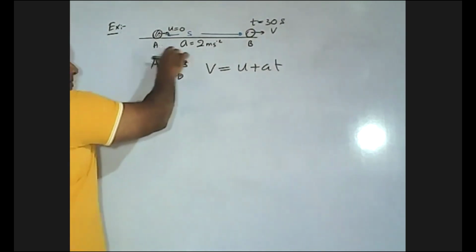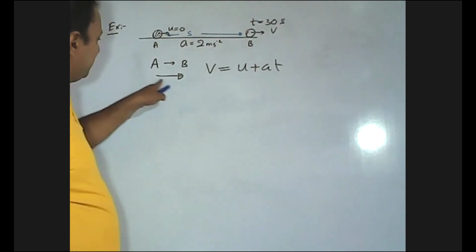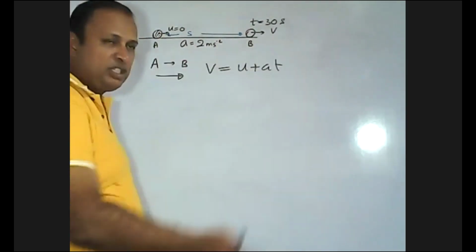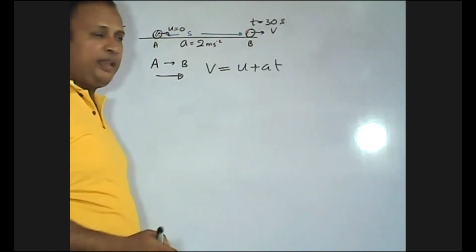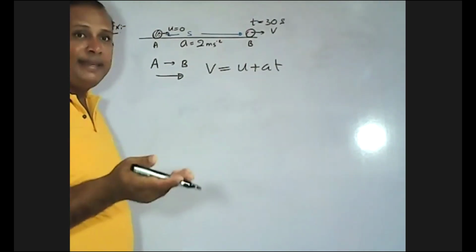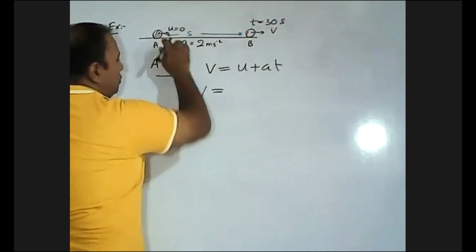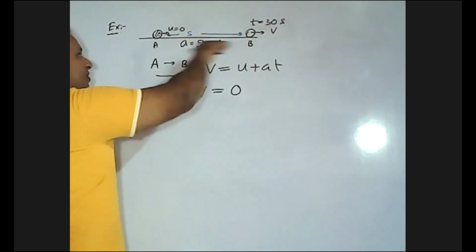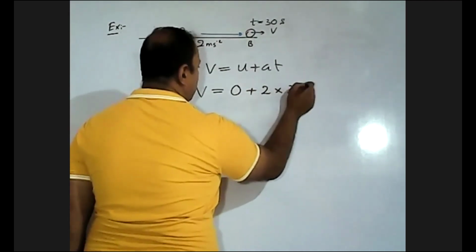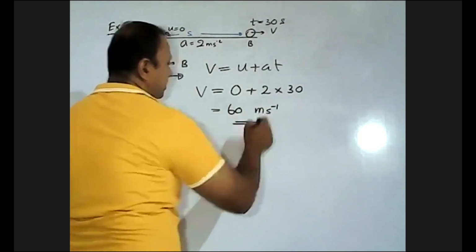That means this part is the motion part. This is the direction. All the vectors in that direction will be positive. On the other hand, all the vector quantities opposite to that direction will be negative. V has to be found. U is 0. Acceleration is in this direction, that means positive, into 30. So 60 ms minus 1 is the answer.